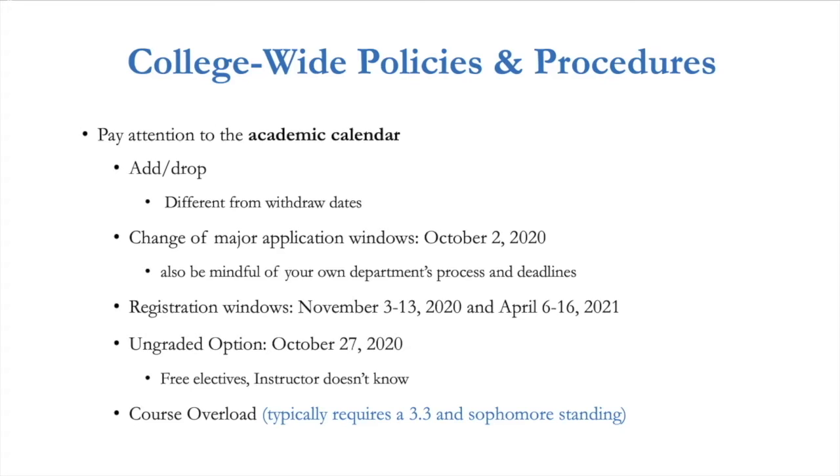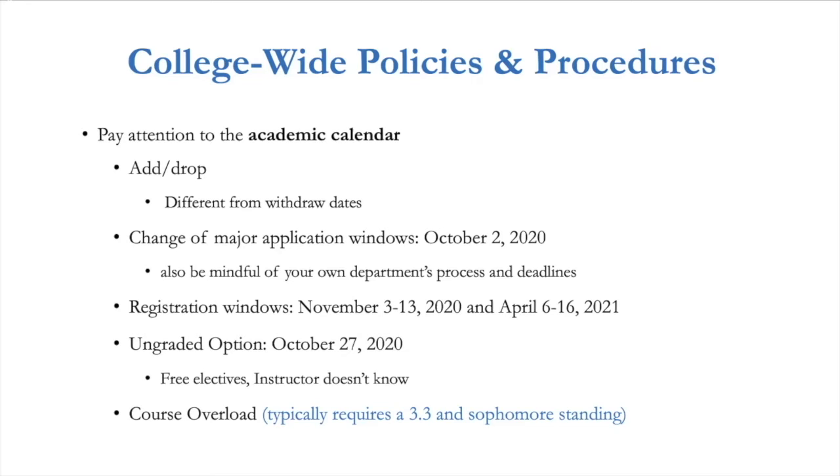The next thing to look at is the change of major application window. There's a college-wide date by which change of major forms need to be submitted to records and registration so that students can get a new advisor and be placed into a new major before registration. For fall 2020, that date is October 2nd. However, different departments have different deadlines and different change of major processes, so make sure you understand your department's process. If a student wants to be in a different major, make sure you have them look up that department's process as well.